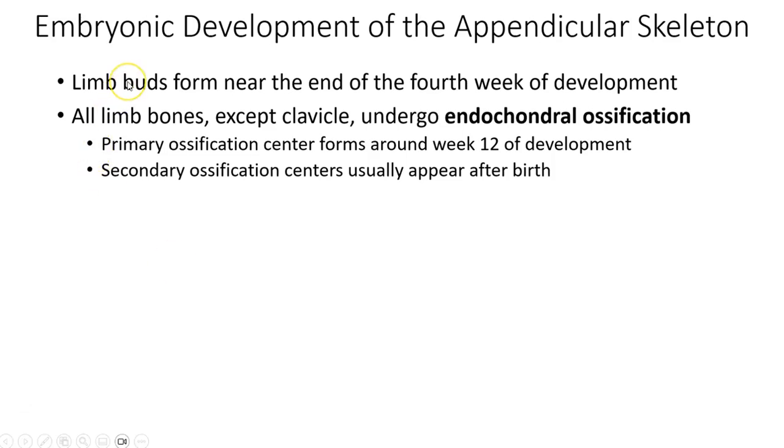So while those limb buds, that initial cartilage template, form around week 4, it takes a while for those primary ossification centers to appear, quite a while later, and then the secondary ossification centers don't actually start until after birth, generally speaking. It can be a little bit before birth, but usually not much before that particular point in time.